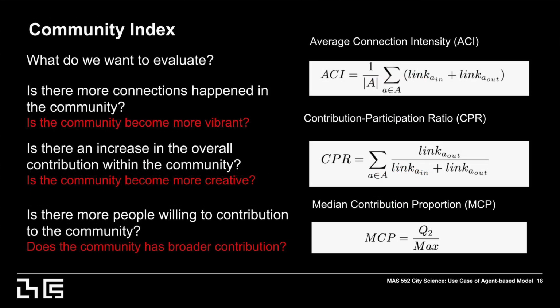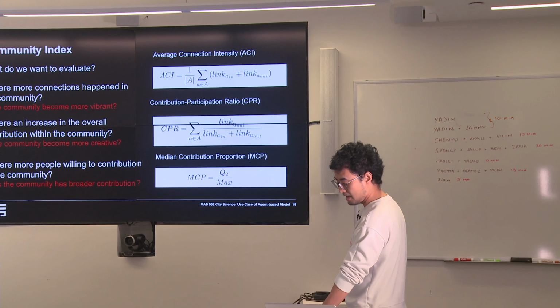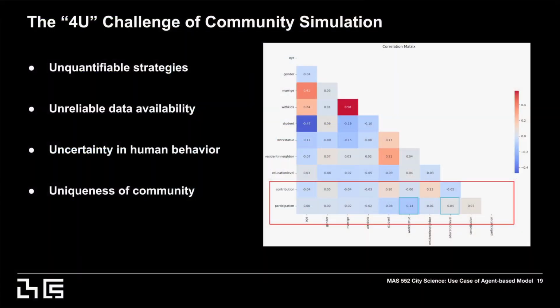Then we create a community index system to evaluate the vibrancy and the creativity in this community. We want to know if the community becomes more vibrant with different events happening, and if the community becomes more creative with different projects or events, and whether the community has a broader contribution. So we use three indices: average connection intensity, contribution participation ratio, and the median contribution proportion to calculate this creativity and vibrancy.